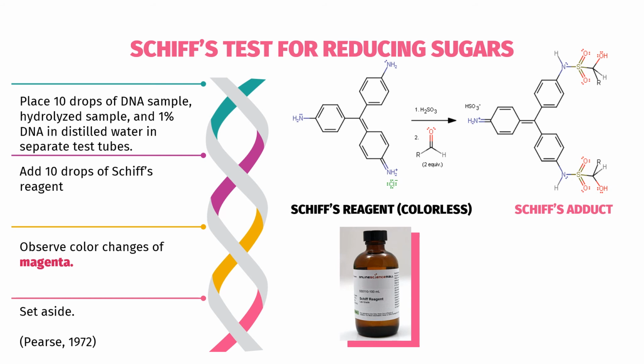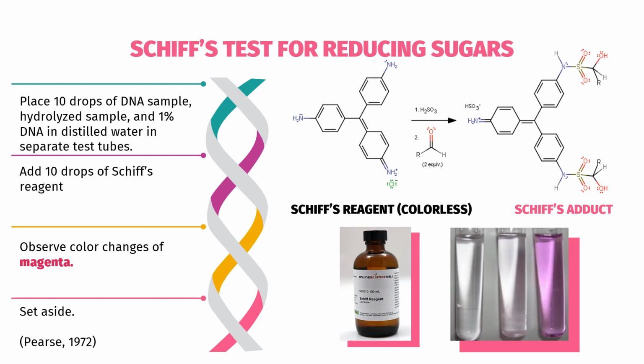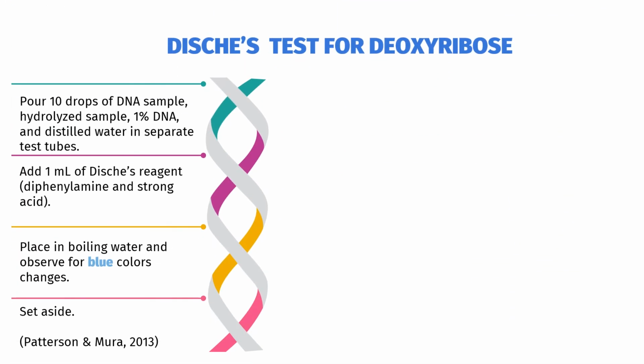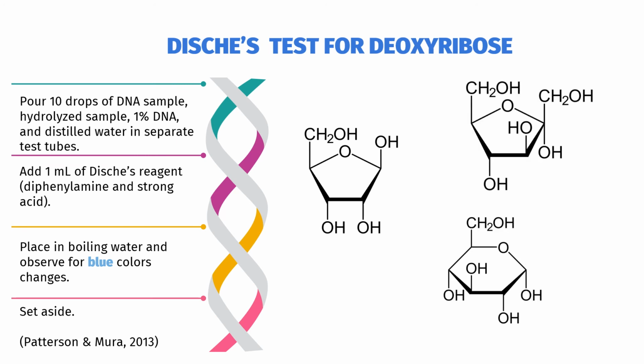For this test, place amounts of hydrolyzed and unhydrolyzed sample, as well as a positive control of 1% DNA and a negative control of distilled water, in separate test tubes. Add 10 drops of the reagent and observe for magenta colors in the hydrolyzed, unhydrolyzed, and positive control samples. The Schiff's test yields positive also for ribose or any sugar that can have an aldehyde group, so we have merely ascertained the presence of a sugar.